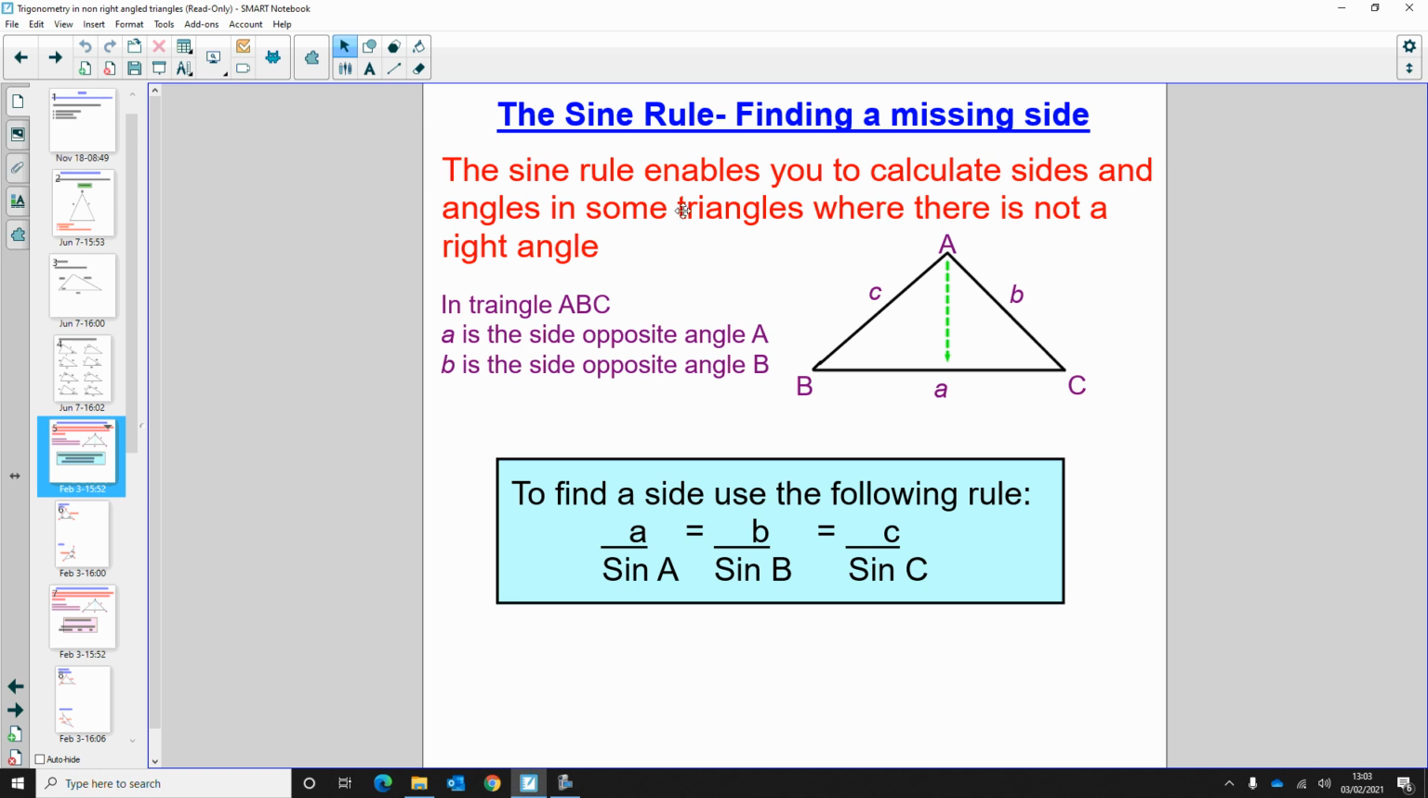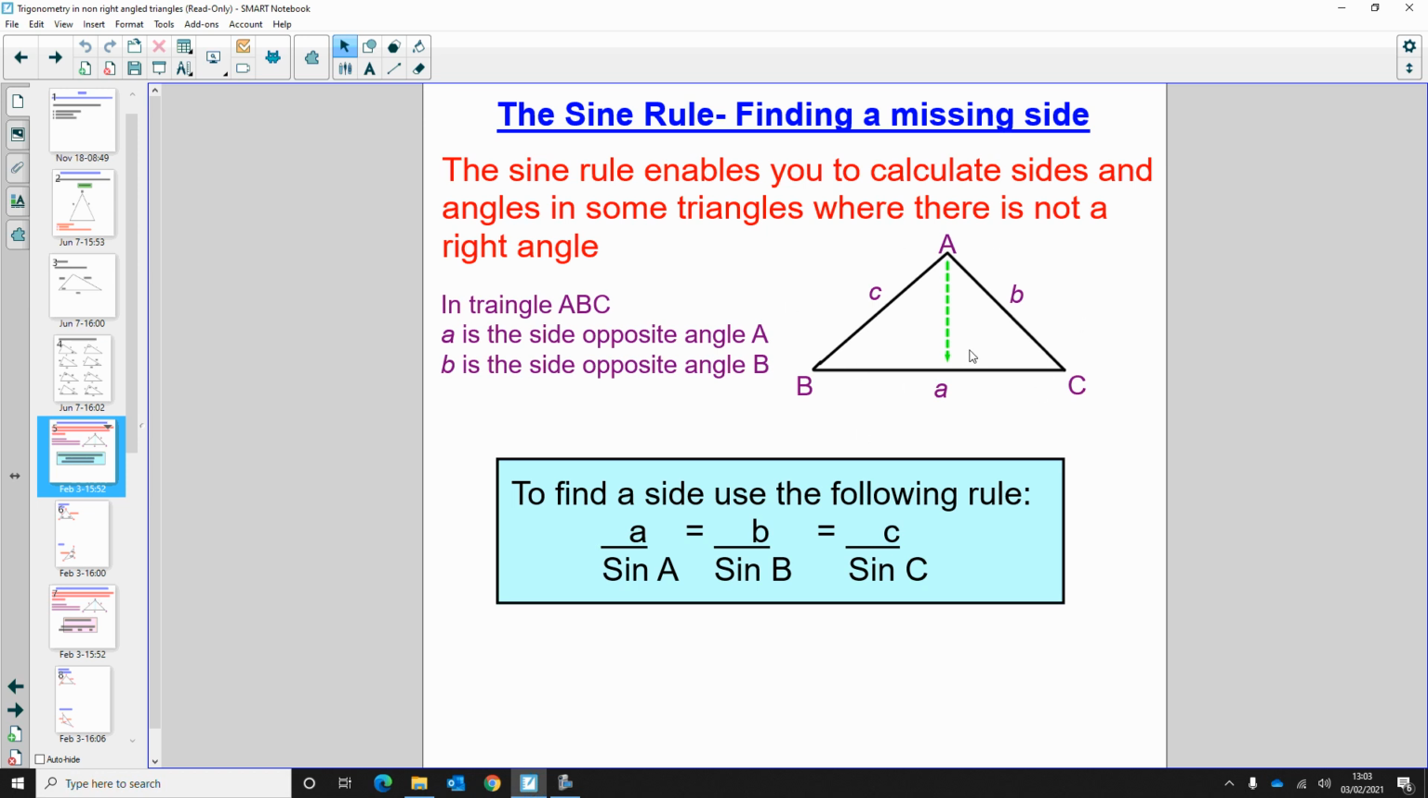Previously, when we've done trigonometry, we have looked purely at right-angled triangles. You should remember SOHCAHTOA. Trigonometry also works in non-right-angled triangles, but there are different rules. You can see this triangle here doesn't have a right angle in it.